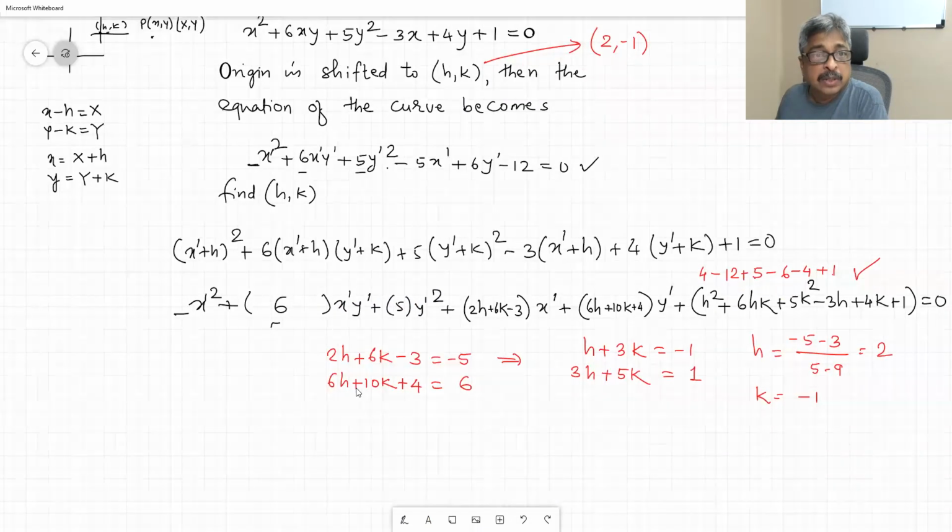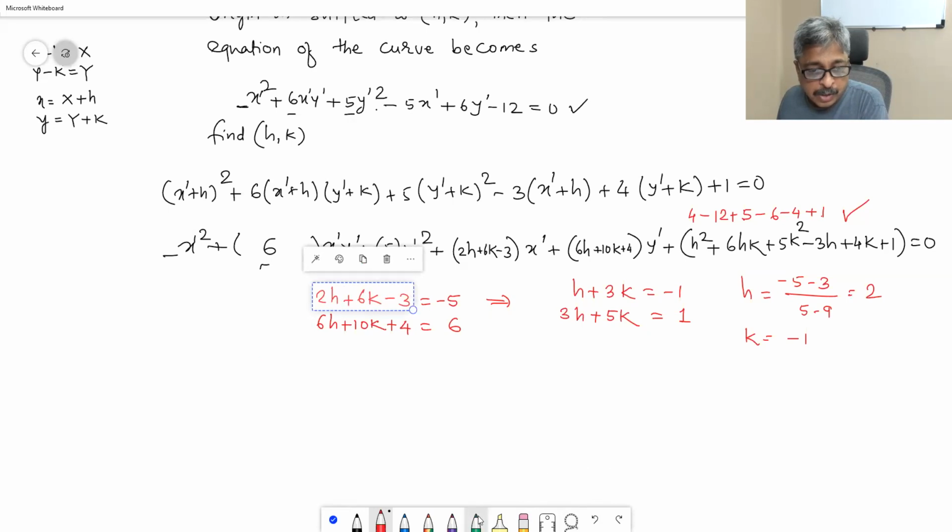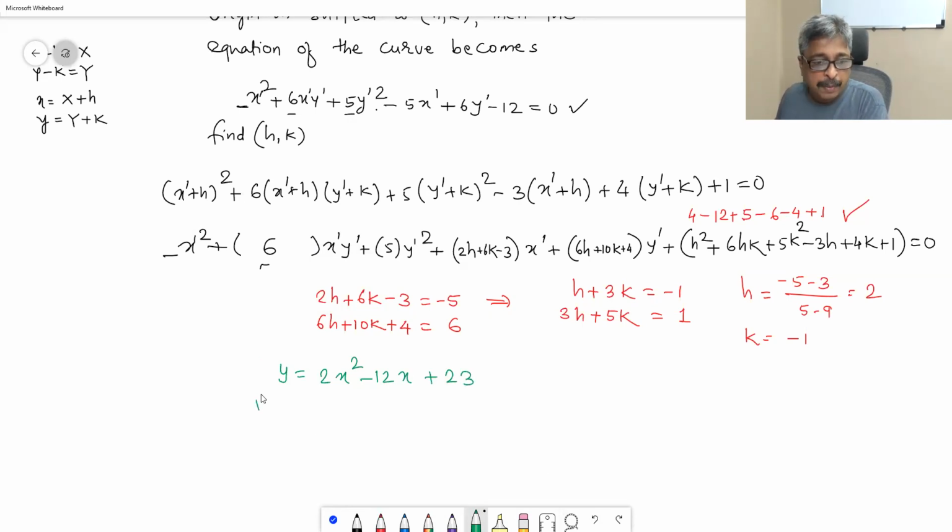because I've just explained you the concept. Let me solve this activity 3. Y is equal to 2x square minus 12x plus 23. Find vertex.